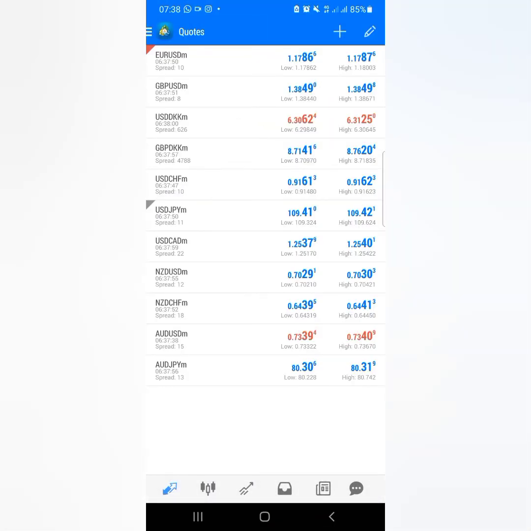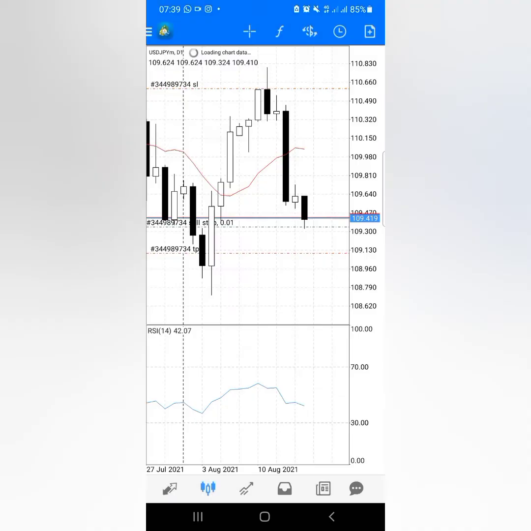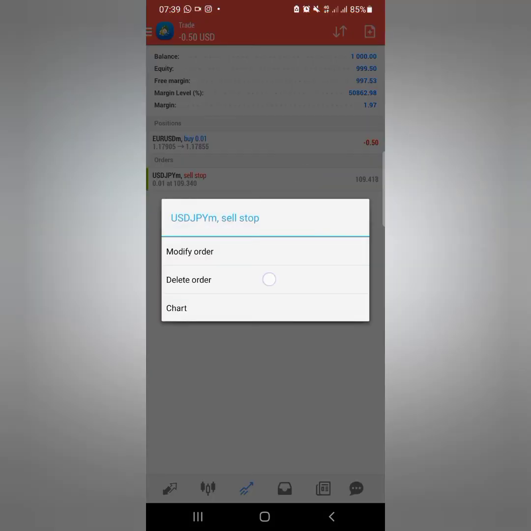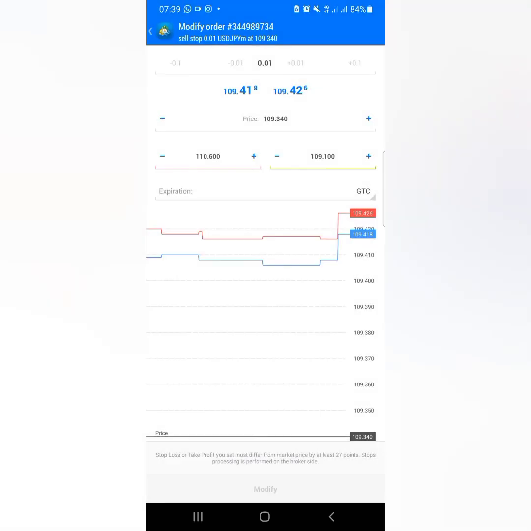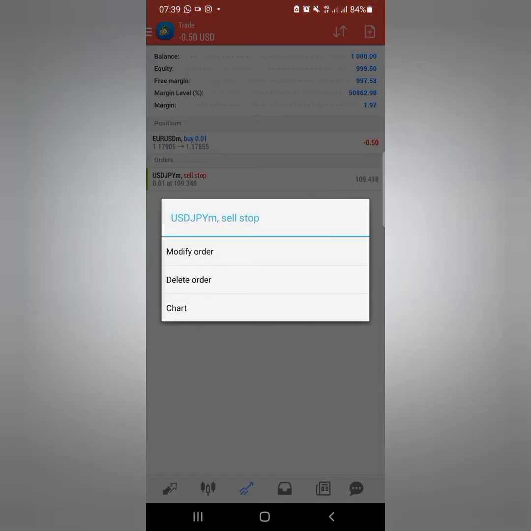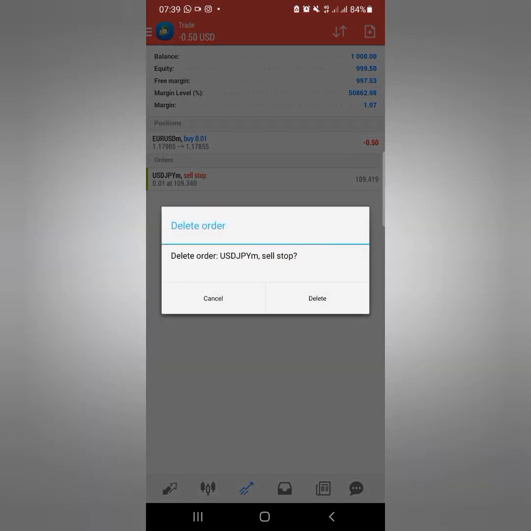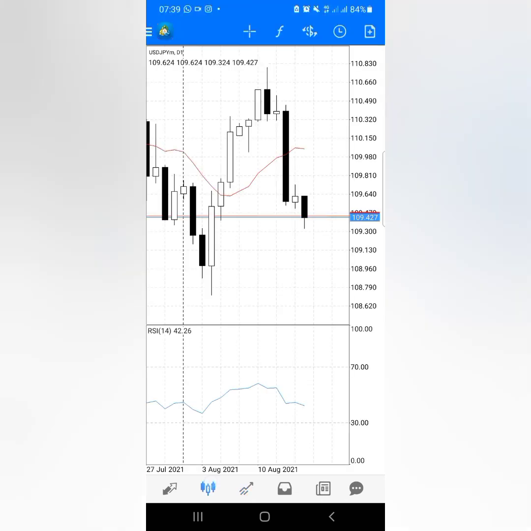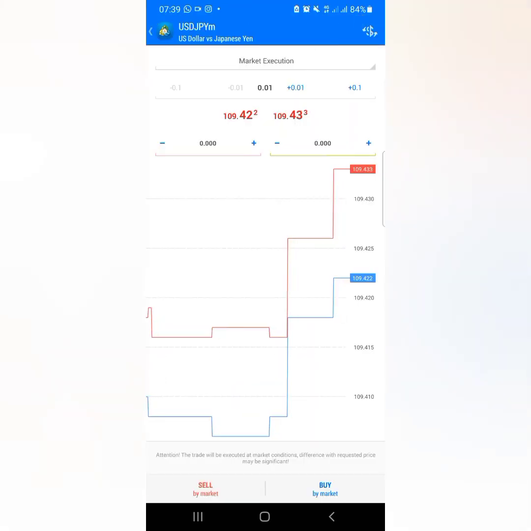So we are back on track, still taking an order for Euro USD. If you want to delete an order, you click and hold. You can modify the order, you can modify the take profit and the lot size. I forgot to mention that. Once you click and hold, you can modify the order, or you can completely delete the order if you don't like it. So I'm just going to delete this USD JPY and take a new order.